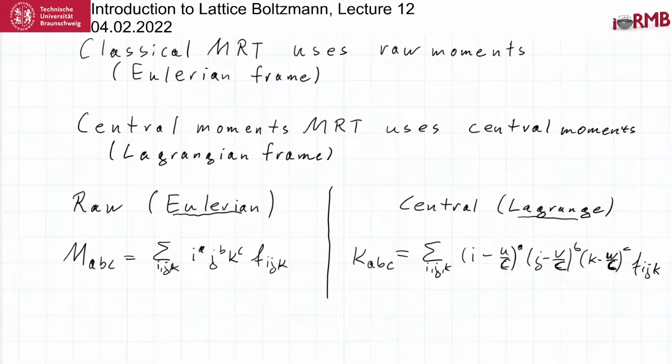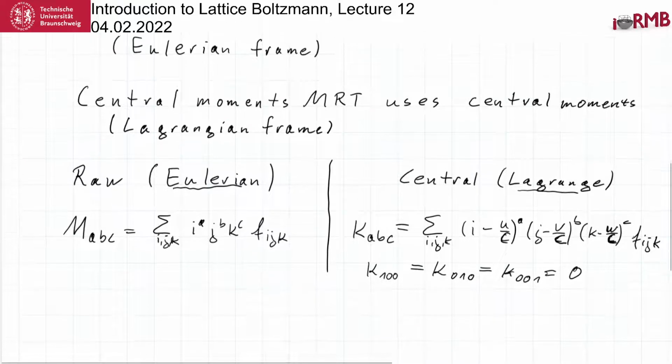So the central moments make this distribution here symmetric by setting that K100, K010 and K001, they are all by definition 0. So we define the velocity in such a way that these first order moments disappear.